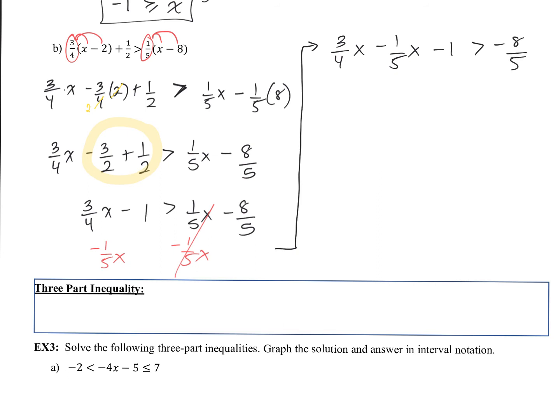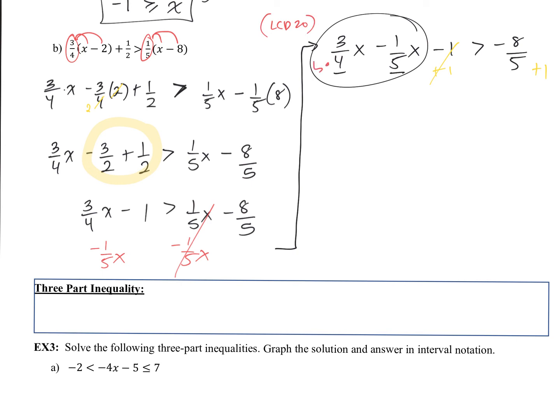Okay, I still need to get x by itself, so I'm going to go ahead and add that 1 to both sides. And while I'm at that, see these two fractions here? I want to be able to add them, and at the moment I cannot. Why? Because they don't have the same denominator. Right now we have a 4 and a 5. I need to have the same denominator if I'm adding or subtracting fractions. So what would a common denominator be? 20. So common denominator, 20.